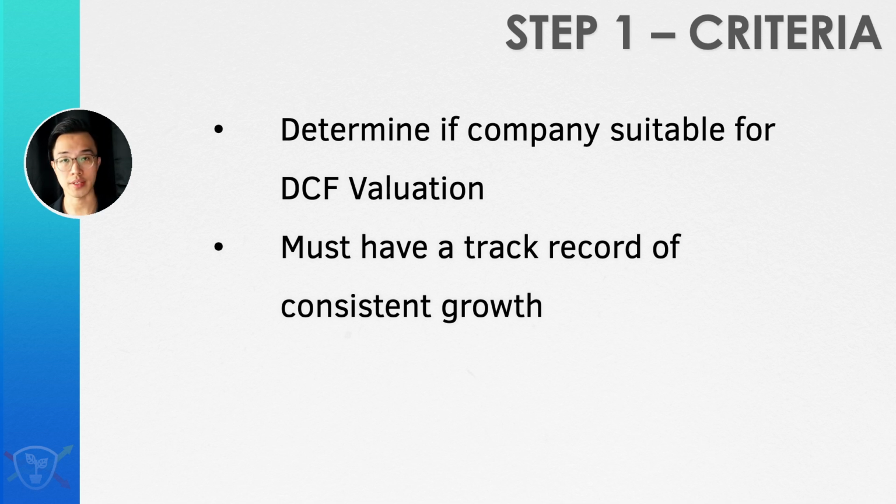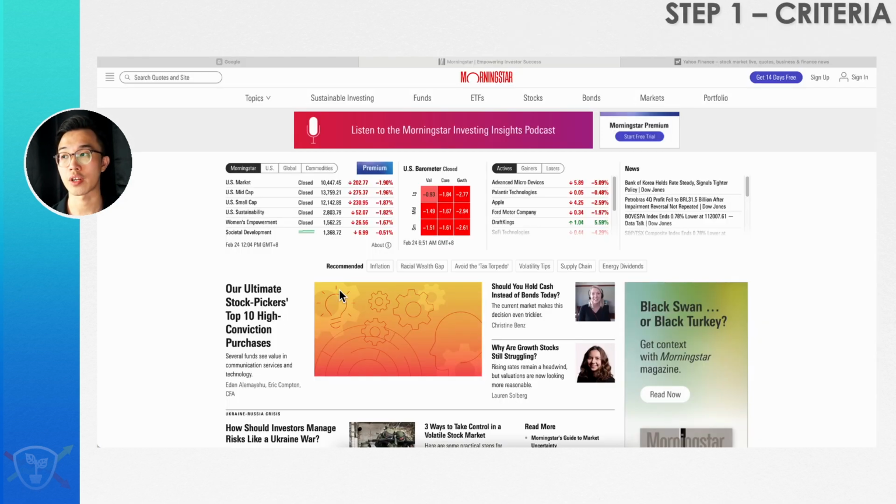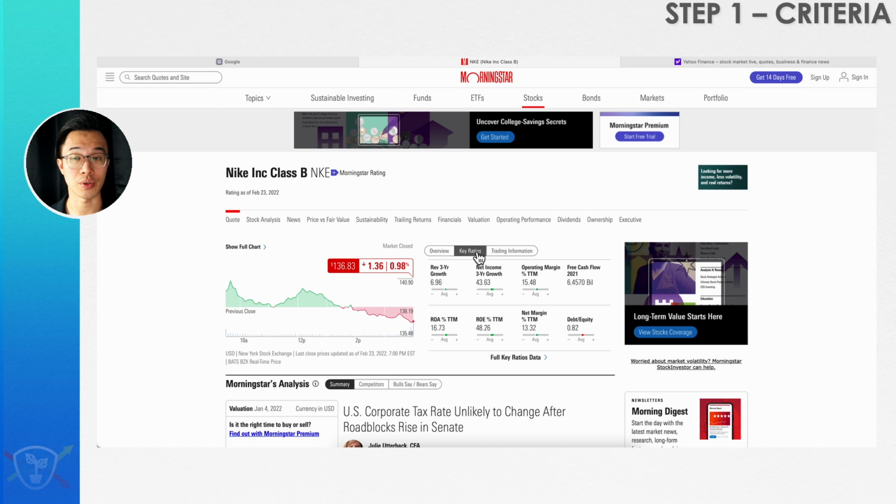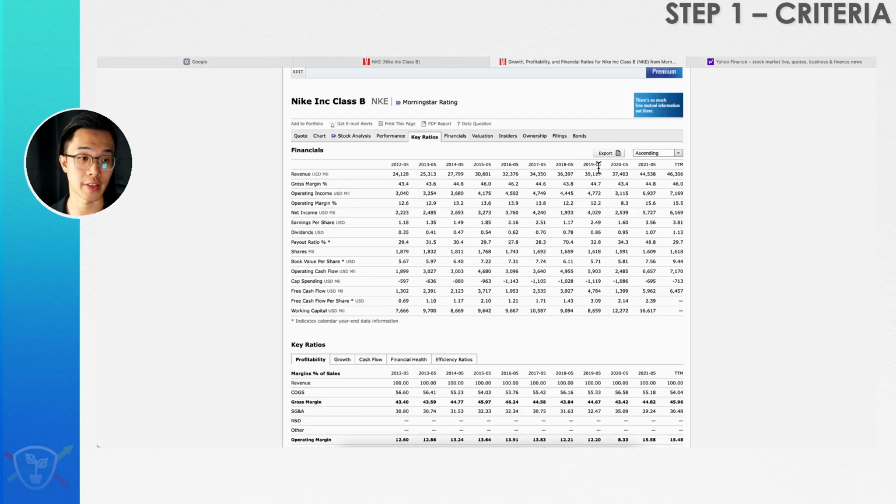So how can we see that? Well, minimally, there's 3 criteria that this company needs to meet. All the information we're going to be using for our valuation is going to be publicly available information, so you don't have to pay for any information subscriptions or anything like that. So for this example, we're going to come over to Morningstar and we're going to look for our stock, which is NKE. So we come over to key ratios and full key ratios data.